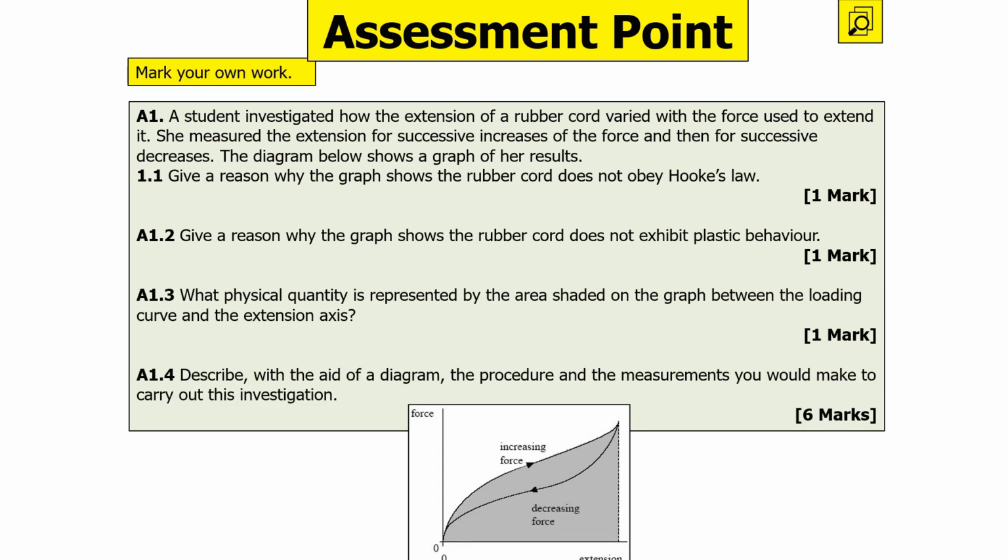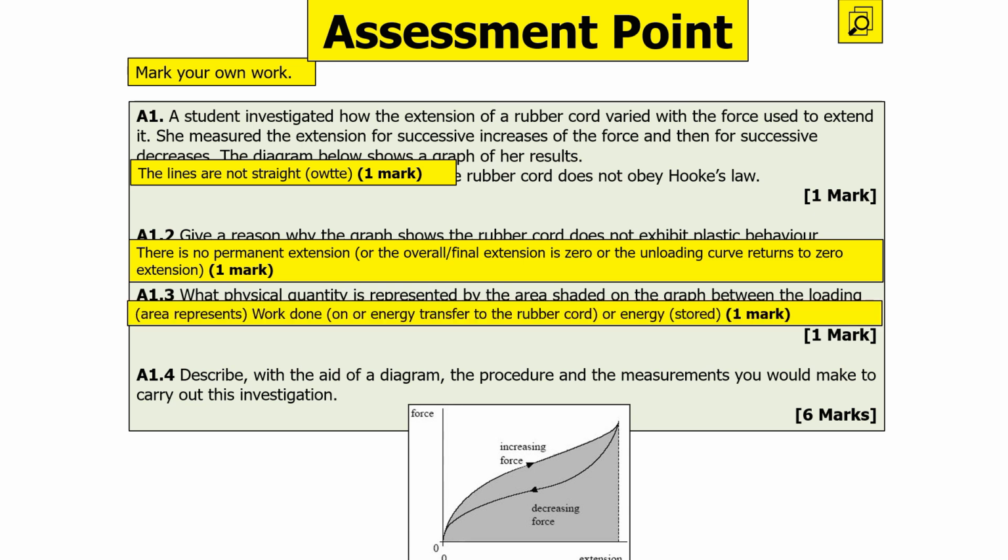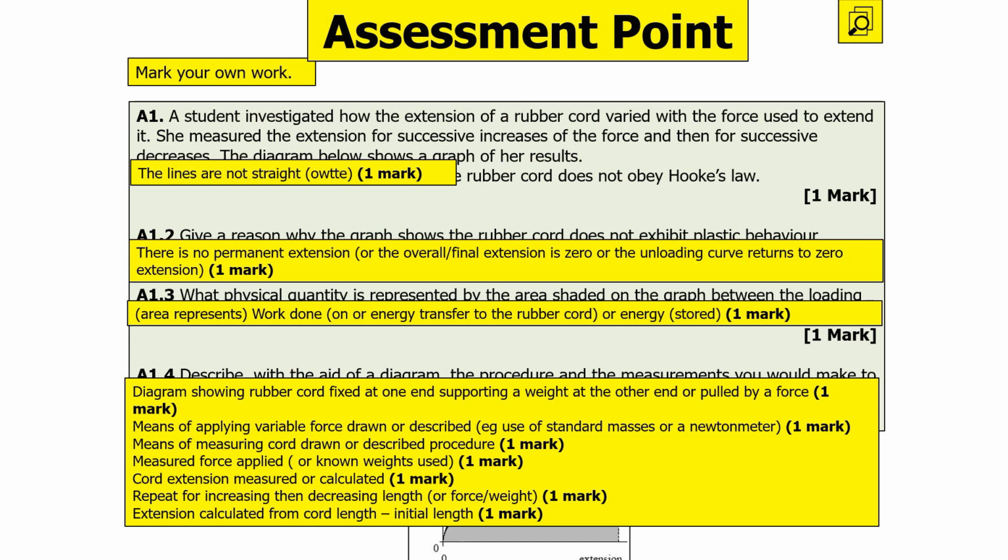Right, in this first one, it doesn't obey Hooke's law because the line is not a straight line. Now, it doesn't exhibit plastic behaviour because it returns back to the origin. It doesn't have any change in extension once the deforming force has been removed. The physical quantity is the work done or the energy stored in the rubber cord. And in this last question, you'd have a rubber cord fixed at one end with a weight on the other end. You'd then apply a variable force by using different masses. You would then measure the cord and then work out the force applied and the extension of the cord.